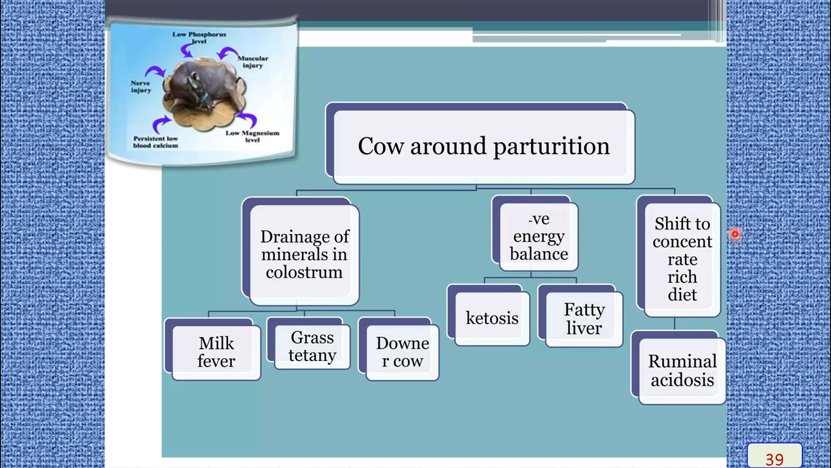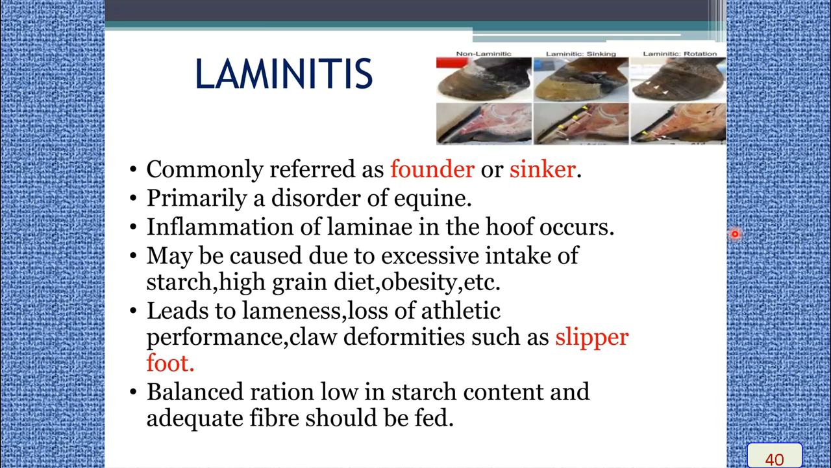Then another reason why the cows become runners is feeding of low fiber content. Then laminitis is another metabolic disorder. It is also known as founder or sinker, and it is a primary disorder of the equine. But later, it is also known on the productivity side of the cattle.